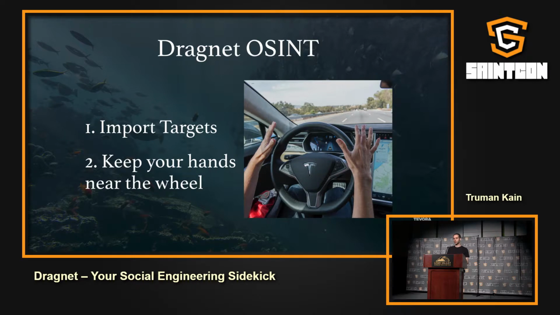So for Dragnet OSINT, you're going to import your targets and keep your hands near the wheel. I'll explain what this means. I'm going to give you a high-level overview in the next slide, but essentially, when you import targets, say a CSV with one column of email addresses and the other column with the names of those corresponding email addresses, OSINT is going to begin. Right now, we only have an integration set up with LinkedIn. We also have Clearbit, which makes things a little bit easier so that you don't have to essentially break the law if you don't feel like it, which you should never do.